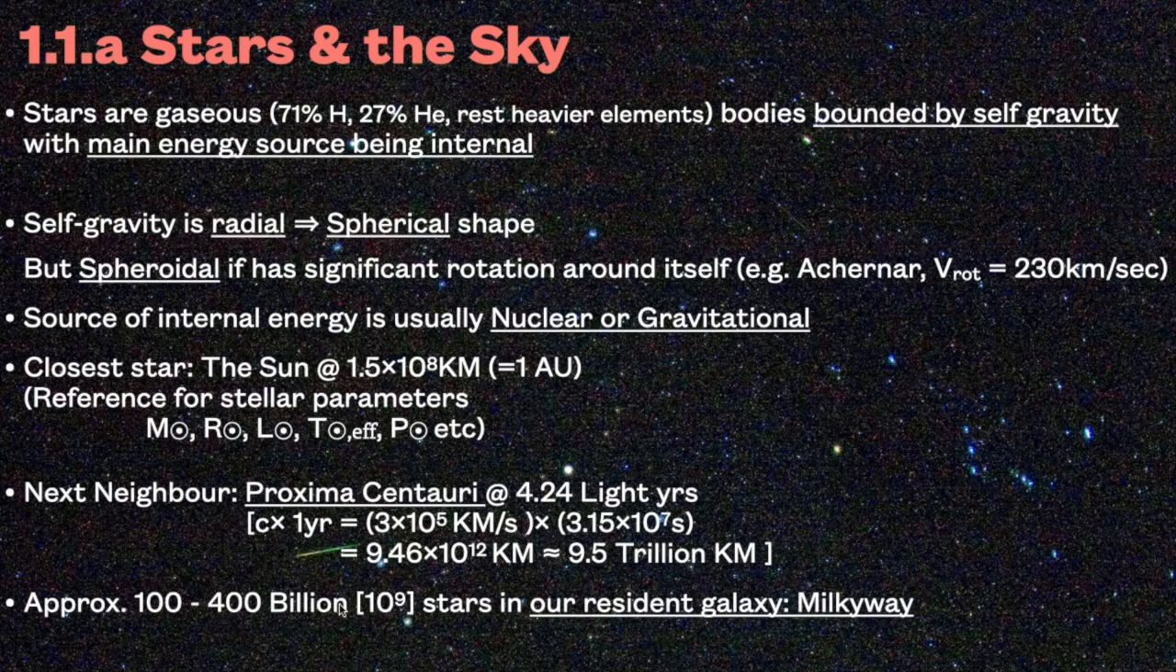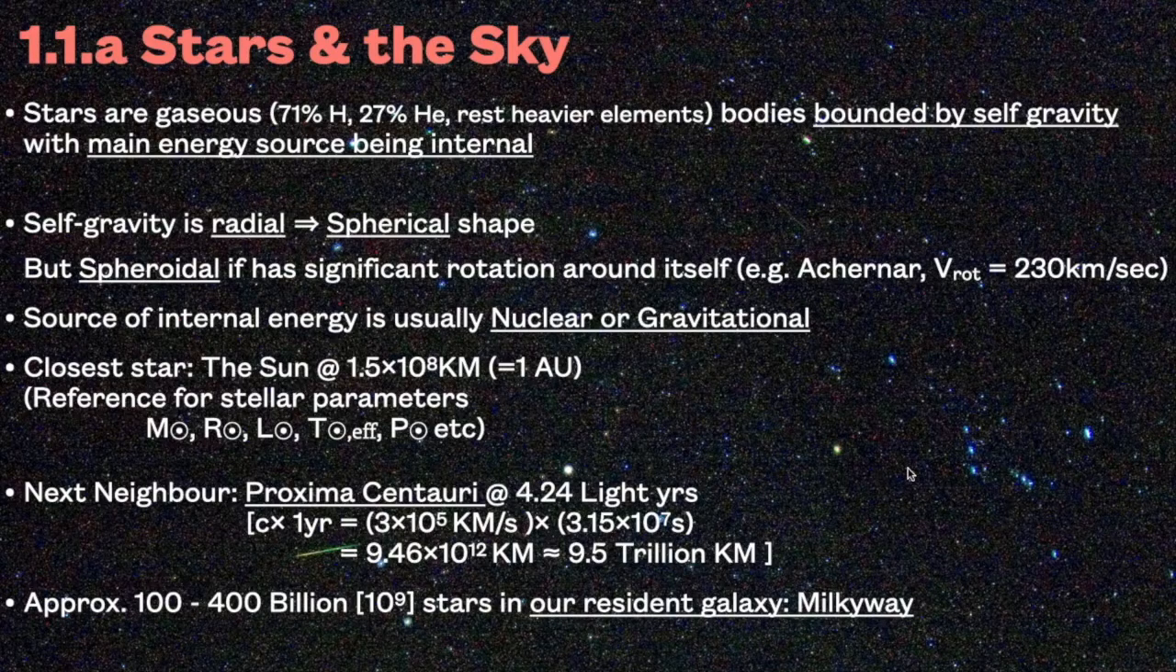So approximately 100 to 400 billion, that is 10 to the power 9, stars. 1 billion is 10 to the 9. So nearly 400 billion stars are there in our own resident galaxy, which is our Milky Way galaxy. And there are several other galaxies where around this number of stars are usually there in standard galaxies.